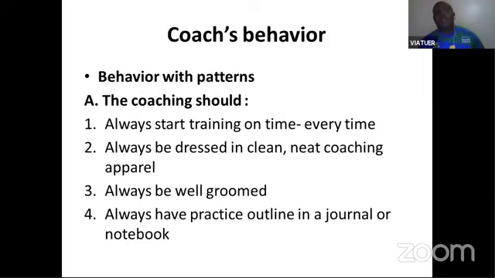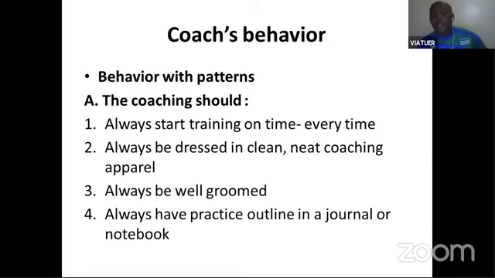As I said, I also have to talk about the behaviors of the coach toward the partners. By partners I mean the coaching staff and the players. The coach should always start training on time, every time. Always be dressed in clean, neat coaching apparel. Always be well groomed. Always have practice outlined in a journal or notebook, not just come to training and imagine some exercises or drills when he is there.